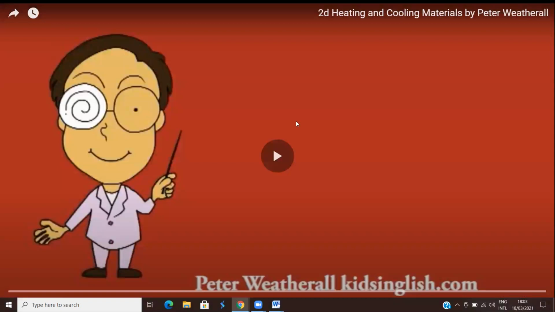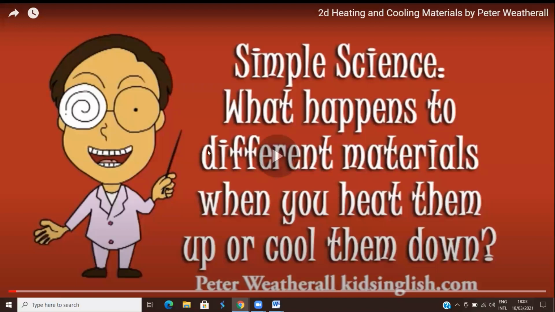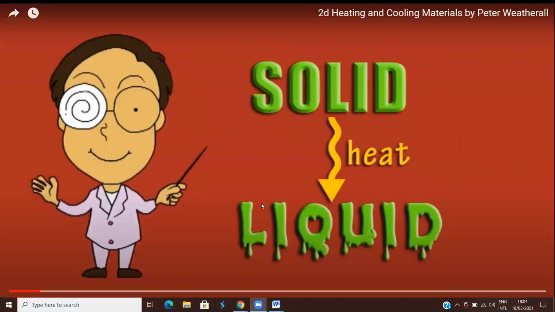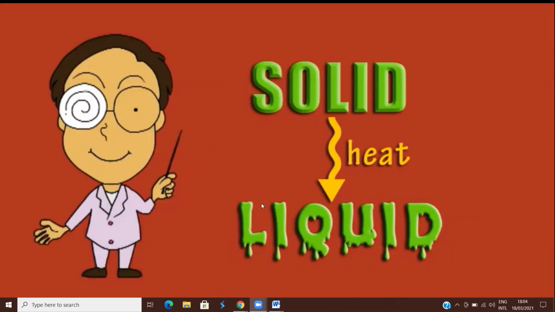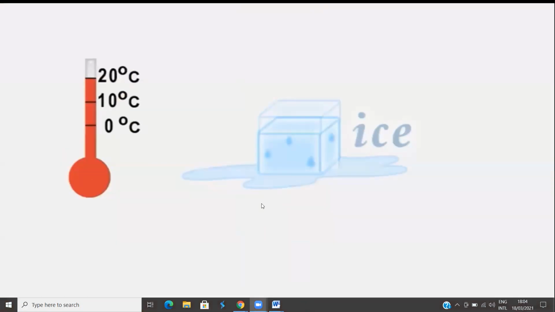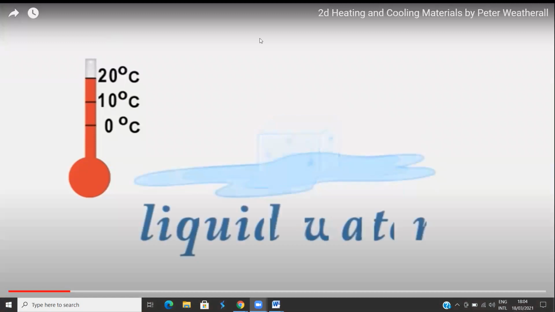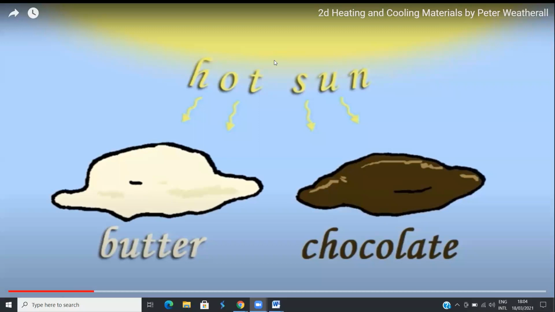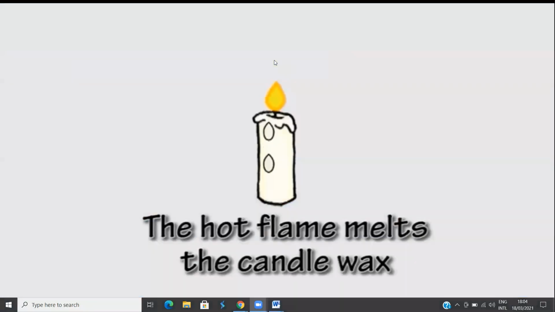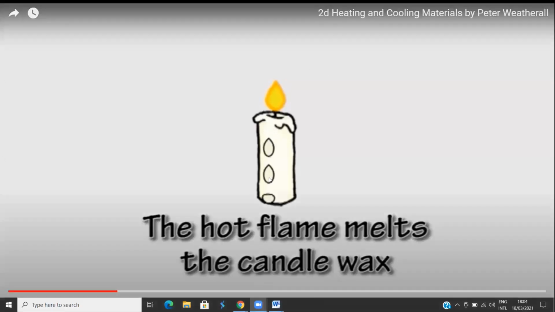Simple science. What happens to different materials when you heat them up or cool them down? Some solids melt and become liquids when they are heated. For example, ice will melt into liquid water if you leave it at room temperature. Chocolate and butter will grow soft and melt if they are left sitting in the hot sun. And wax near the flame of a burning candle will melt and drip down the side of the candle.